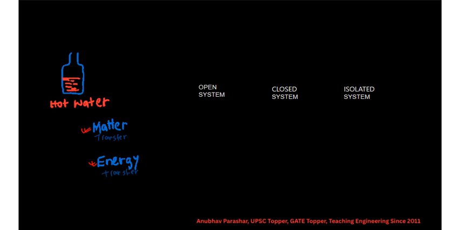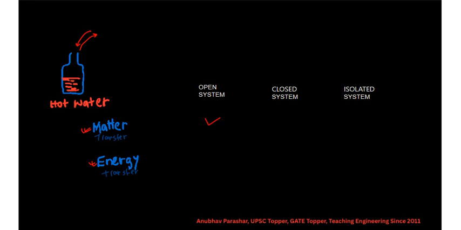Let us take the example of a bottle containing hot water. Now, initially, you can see the bottle is open. Now, if it is open, can you pour water into the bottle? Yes. Can you take out water from the bottle? Yes. It means that, initially, mass transfer is possible.